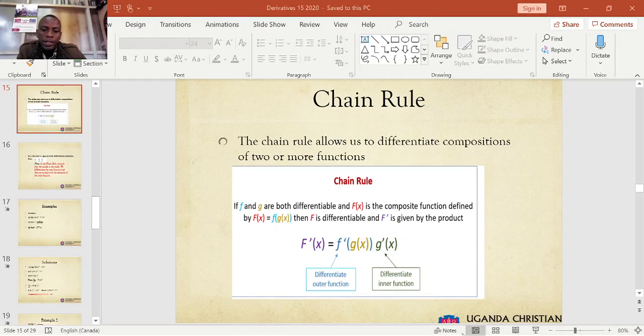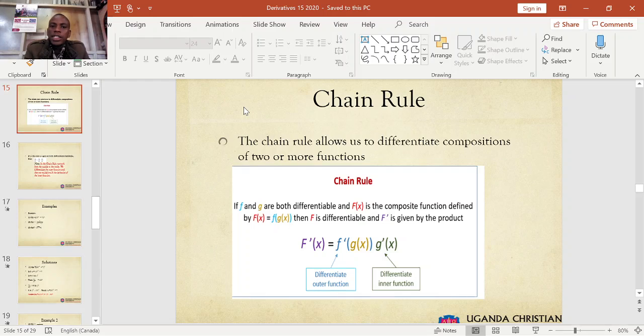Good morning, friends. We are still on our series of derivatives, and today we are looking at the chain rule, after which I will introduce us to integration. We looked at the earlier rules: the constant rule, the power rule, the product rule, and the quotient rule. But then there are cases whereby we are differentiating a composition of two or more functions.